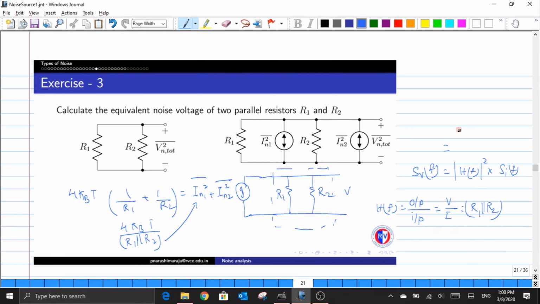So now that we got the transfer function of it, let us plug it into our expression, and it is R1 in parallel with R2, the whole square, times the input noise current source power spectral density, which is 4 kBT divided by R1 in parallel with R2. So effectively we can cancel out some of the terms here, and one would finally end up having the power spectral density at the output as something like this.